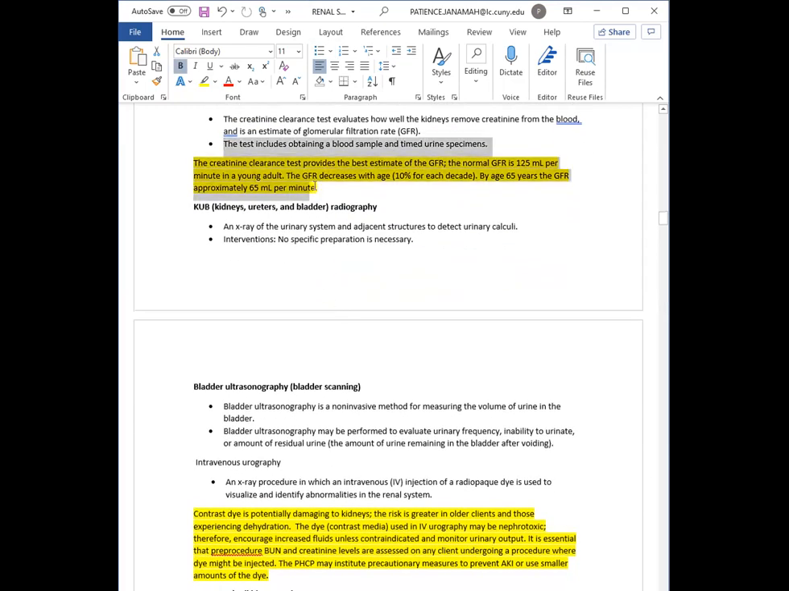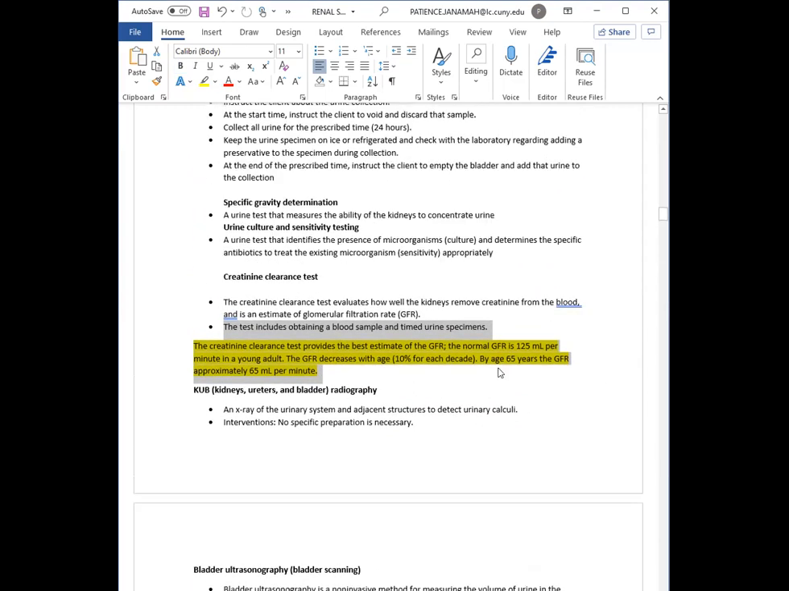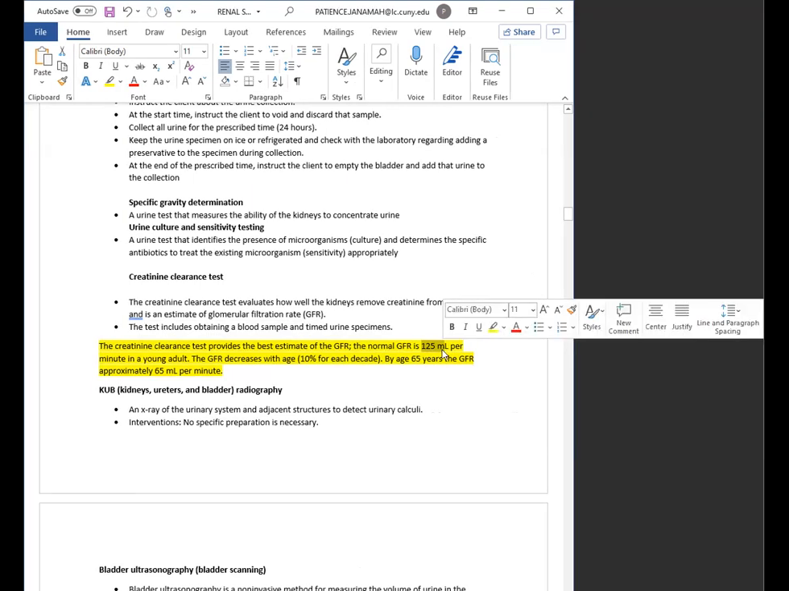So I put this yellow note here. Like I tell you, those that I highlight in yellow, take notice of them, because I like to take information like that and twist it into a question. So I said the creatinine clearance test provides the best estimate of the glomerular filtration rate. The normal glomerular filtration rate is 125 ml per minute in young adults. So every 1 minute in a young adult, your glomerulus filters about 125 cc of your blood to make urine.